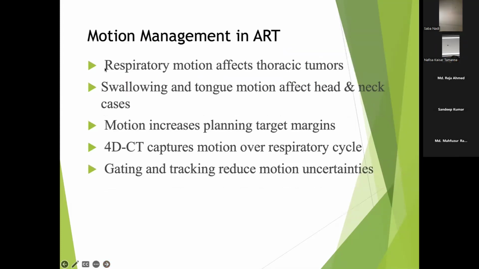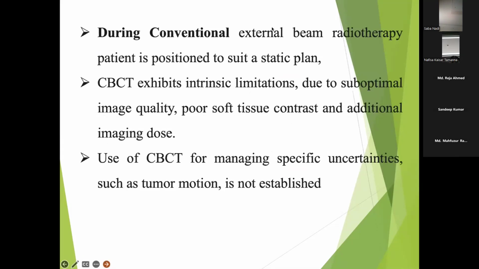Now, motion management in adaptive radiotherapy: you can see that respiratory motion affects thoracic tumors, and swallowing and tongue motion affect head and neck cases. Motion increases planning target margins. 4D CT captures motion over the respiratory cycle, and gating and tracking reduce the motion uncertainty. So what happens basically during conventional external beam radiotherapy is that the patient is positioned to suit a static plan.